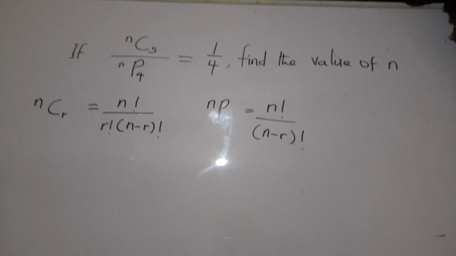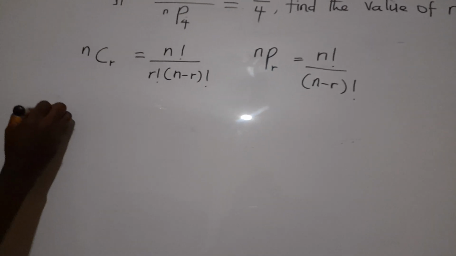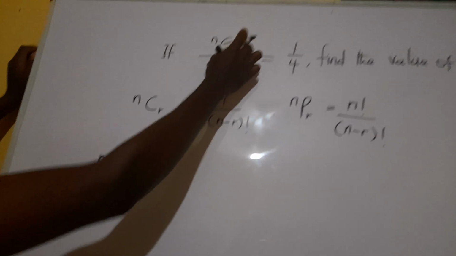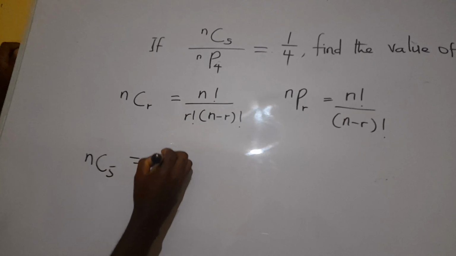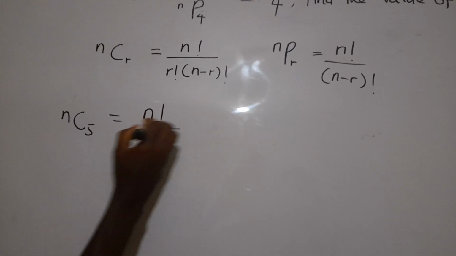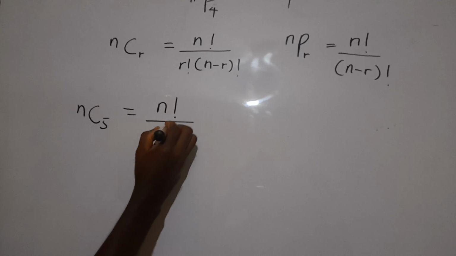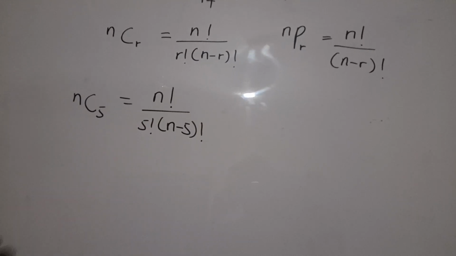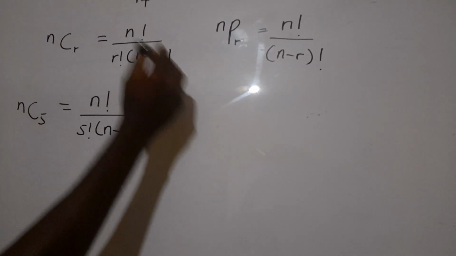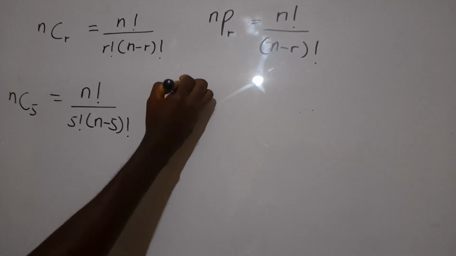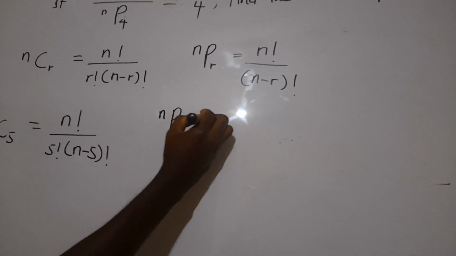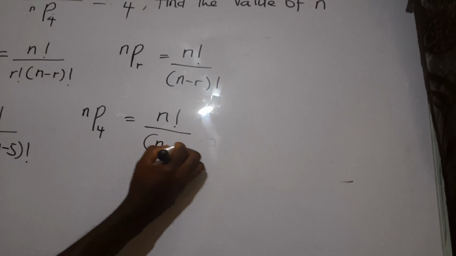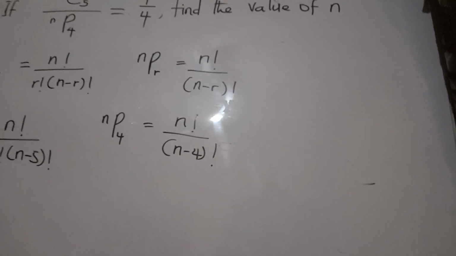Having known this very well, then we can say that our nC5 here will be equal to n factorial over 5 factorial times (n minus 5) factorial. Also, our nP4 will be equal to n factorial over (n minus 4) factorial.